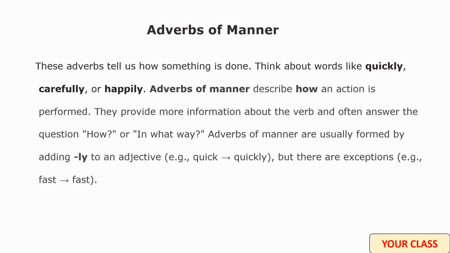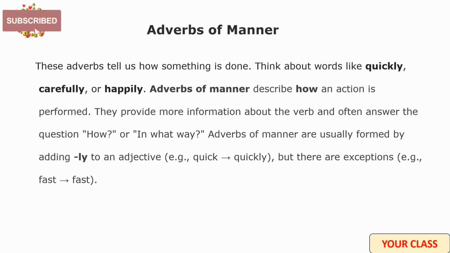Adverbs of manner are usually formed by adding ly to an adjective. For example, quick, quickly; clear, clearly. But there are exceptions. For example, fast. We can't add ly to fast. Yes, that's correct. The word fast is one of the exceptions to the typical rule where you add ly to an adjective to form an adverb.